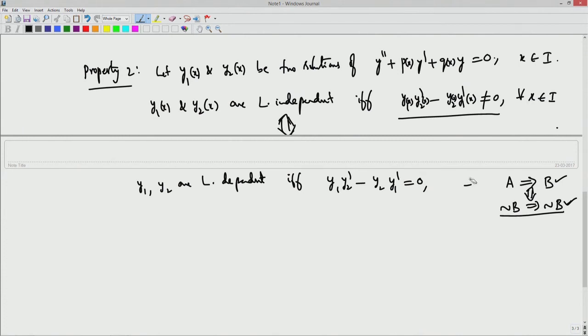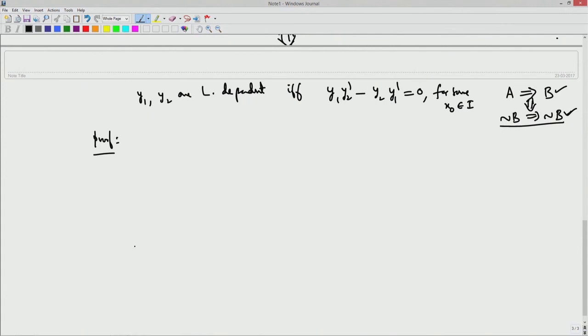For some x naught belongs to I. If this is not true, that means there exists some x naught where this is true, which implies they are linearly dependent. So you are going from here to here. If they are linearly independent, the negation of this is that there exists some x naught that belongs to I such that this quantity is 0. So we will prove this statement.